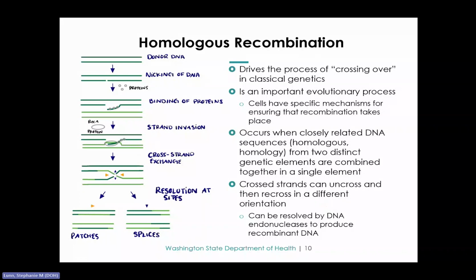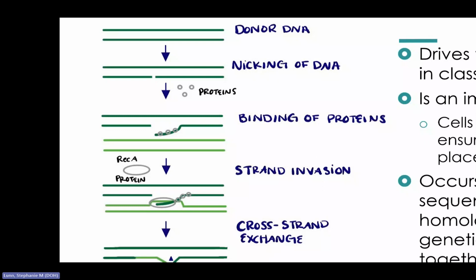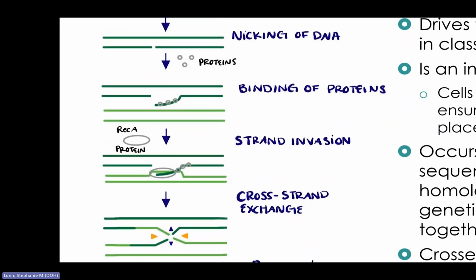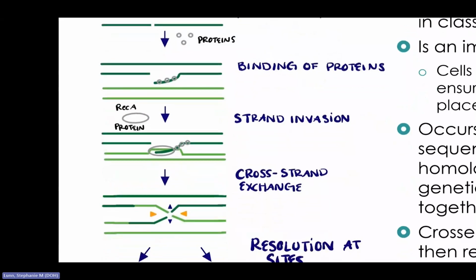So we see here in this figure, and I apologize, you won't be able to follow my cursor, but we see the donor DNA here at the top in green. And for homologous recombination to occur, the DNA is nicked at the specific site, which is represented by this gap. And then this allows for the binding of proteins to occur, including RecA, which is actually key to homologous recombination.